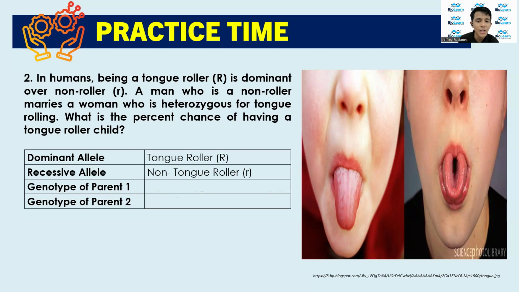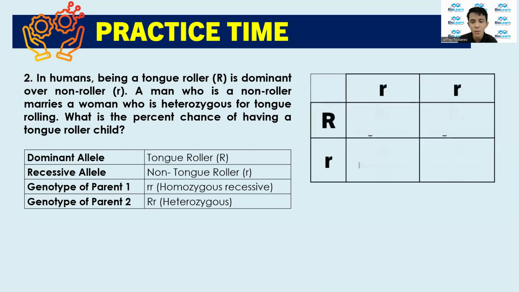What's the genotype of parent 1? Let's say the parent 1 is the man who is a non-roller. So if it's a non-roller, that's homozygous recessive. And parent 2, let's say that's the woman that is heterozygous for tongue rolling. Therefore, we can say that that is heterozygous. Now let's perform the Punnett square. So yeah, you already know this.